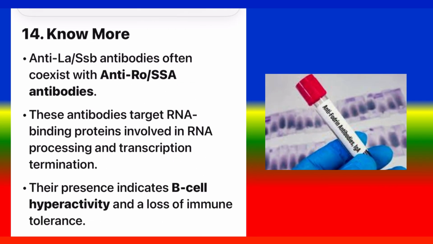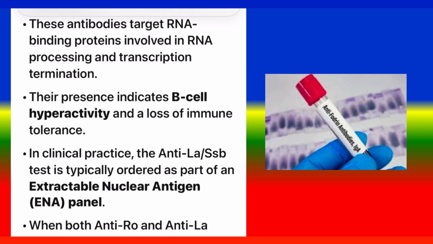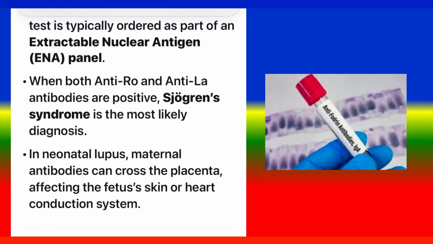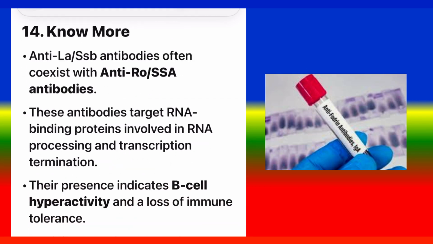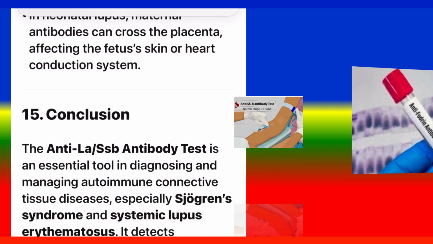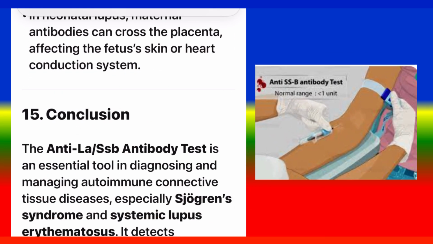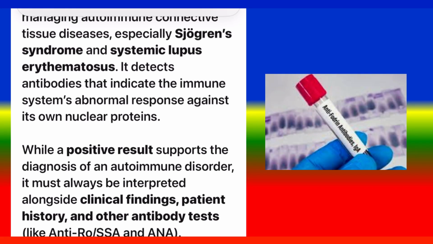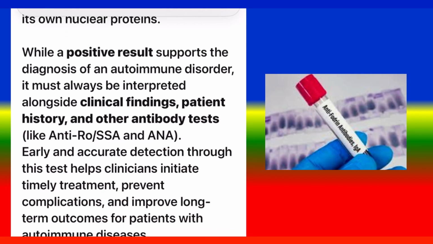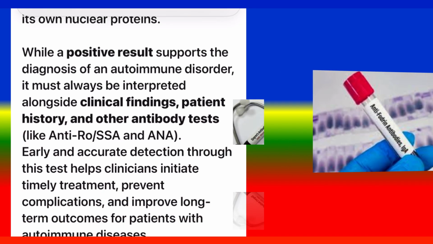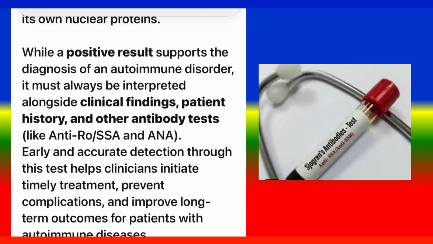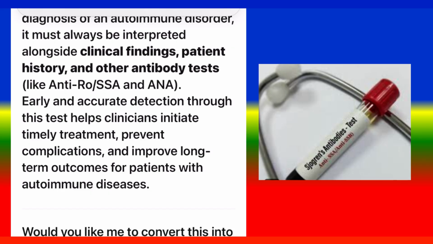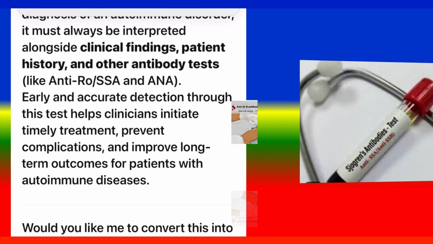Number 15. Conclusion. The anti-La SSB antibody test is an essential tool in diagnosing and managing autoimmune connective tissue diseases, especially Sjögren syndrome and systemic lupus erythematosus. It detects antibodies that indicate the immune system's abnormal response against its own nuclear proteins. While a positive result supports the diagnosis of an autoimmune disorder, it must always be interpreted alongside clinical findings, patient history, and other antibody tests, like anti-Ro SSA and ANA.